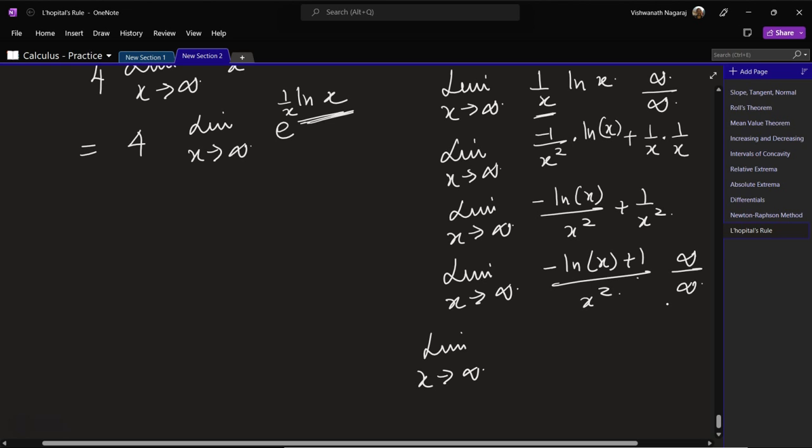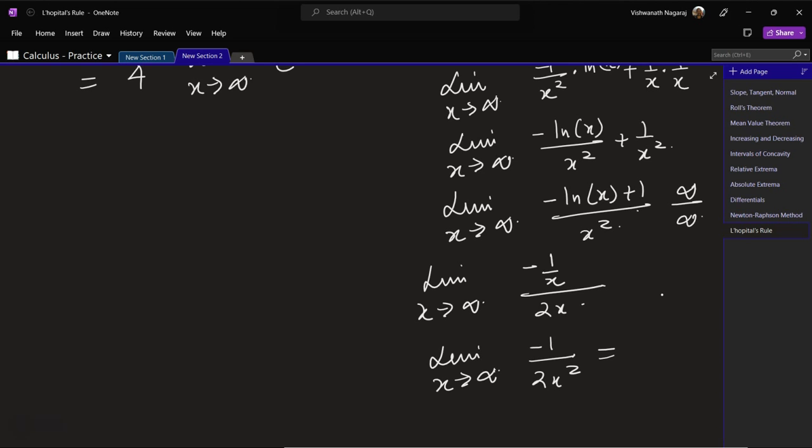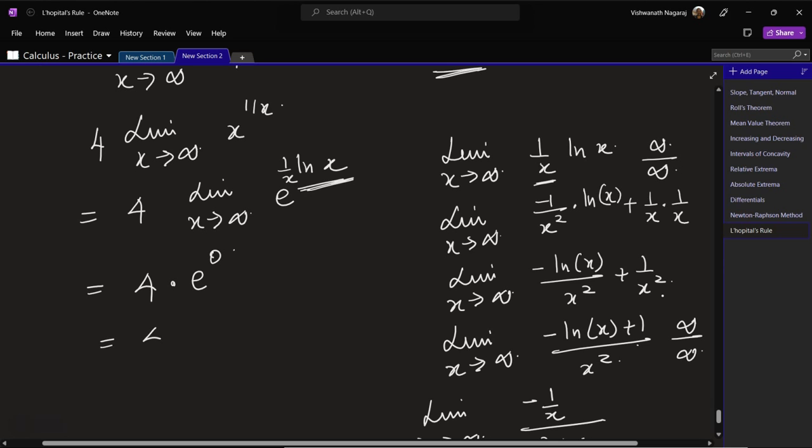That means once more we differentiate. So minus 1 by x by 2x, which can be written as limit as x approaches infinity of minus 1 by 2x square. Now, if we take the limit now, minus 1 by infinity is going to be 0, which means here what will happen? 4 times e to the power of 0, which is equal to 4 times 1, which is equal to 4. So that is the limit.